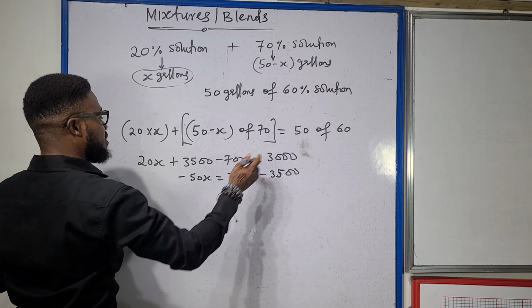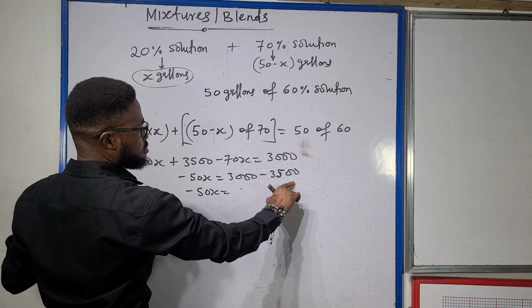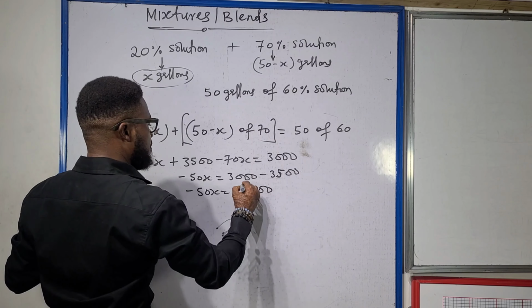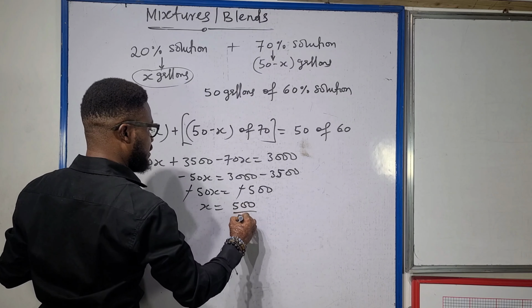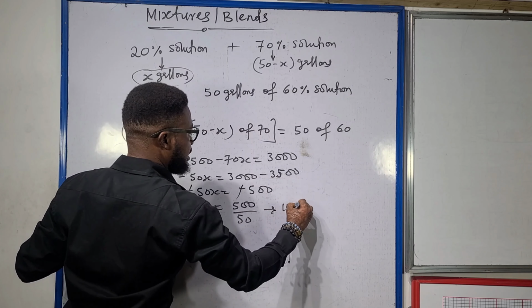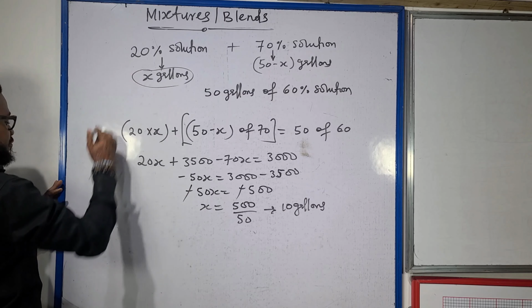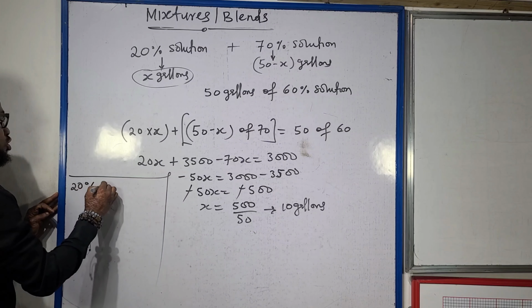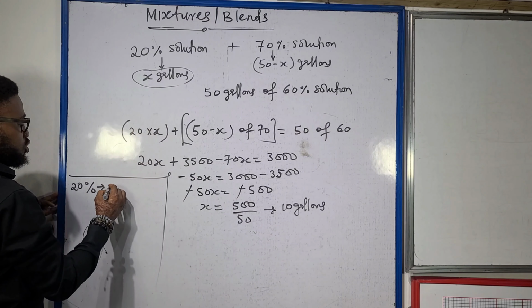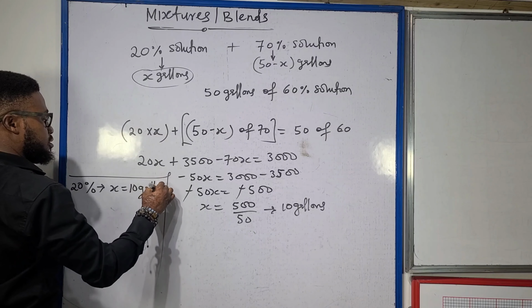3,500. So what that means is minus 50x equals 3,000 minus 500, take out the minus, x equals 500 divided by 50, x equals 10 gallons. The implication of this is that for the 20% solution, it is x gallons we're talking about. So x here equals 10 gallons.